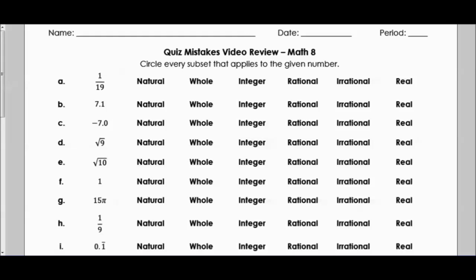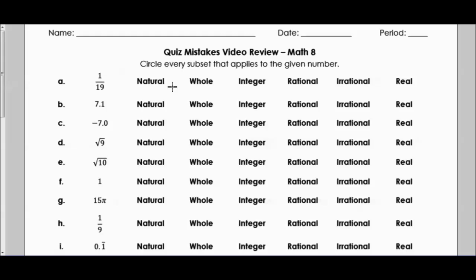Alright, in this first section, we're going to circle every subset that applies to the given number. So we want to make sure that we get every word that describes the number. If it's a natural number, if it's a counting number, it's also a whole number, it's also an integer, it's also a rational number, and they're all real. We're going to circle that for all of them.